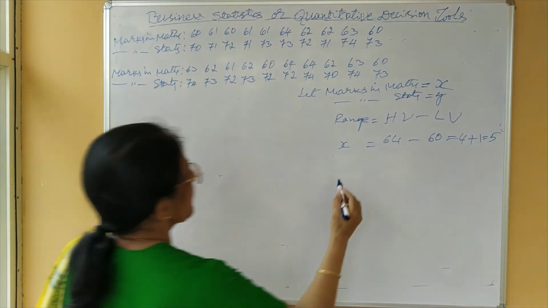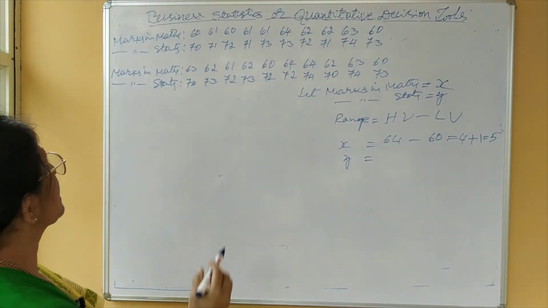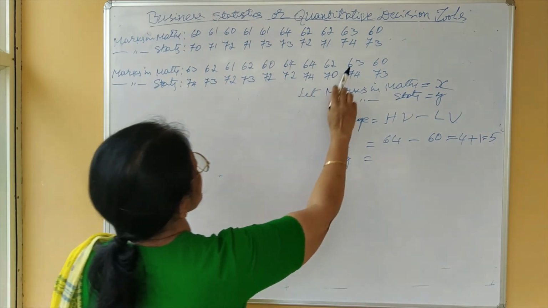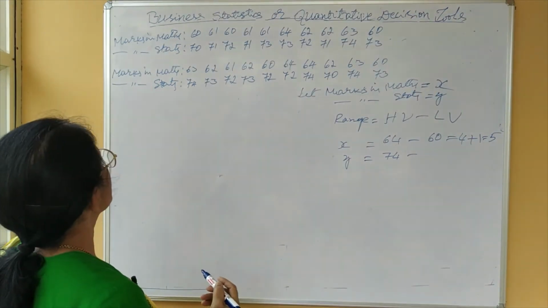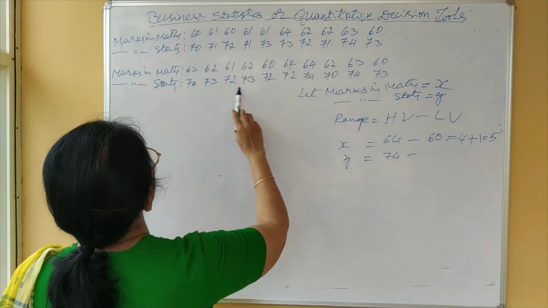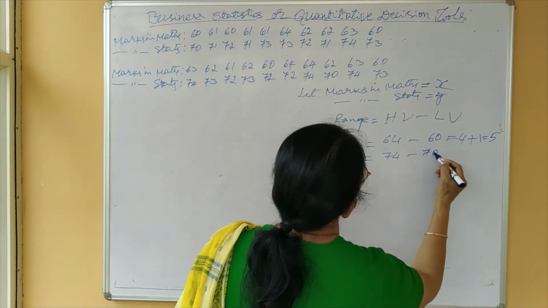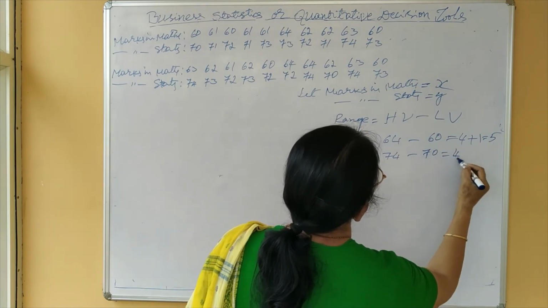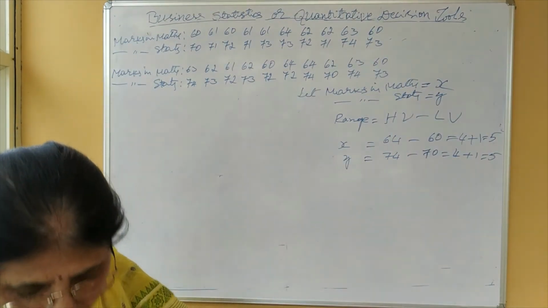Next, when you come to the variable y, that is marks in statistics, the highest value, I think, is 74, minus the lowest value, which is 70, isn't it? Lowest value 70. Here also 74 minus 70 plus 1. Here also we have to take 5 values.